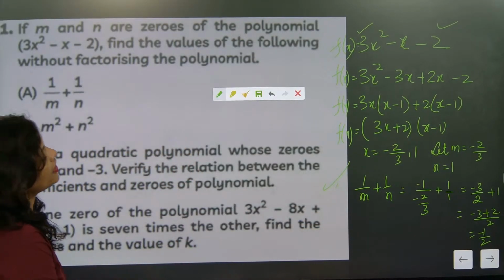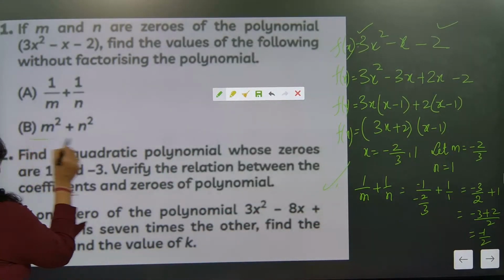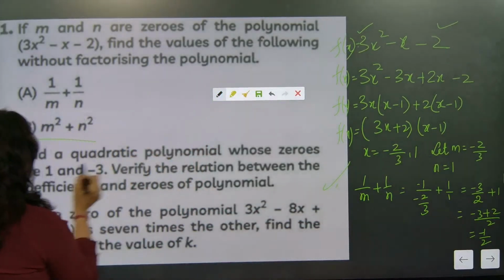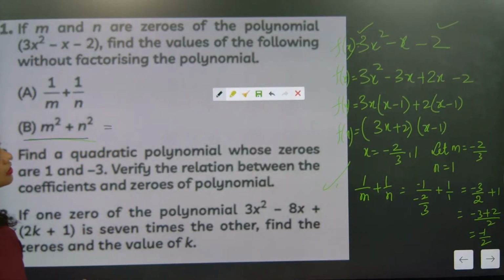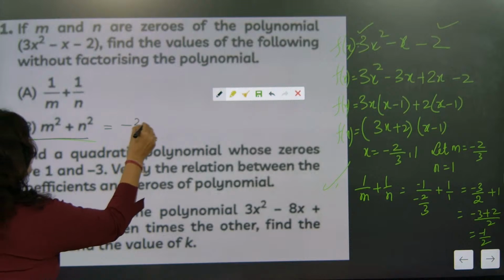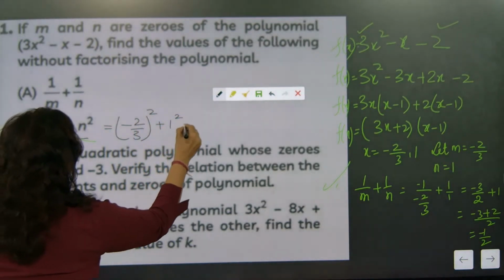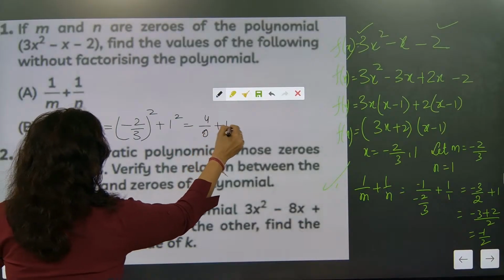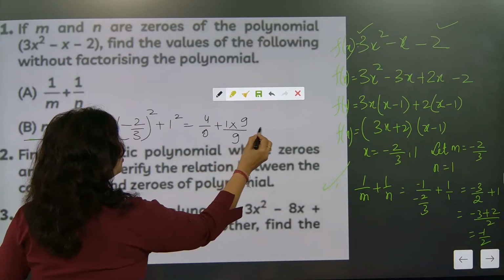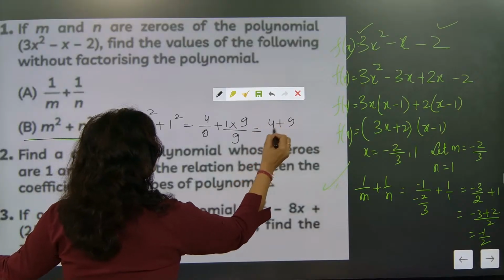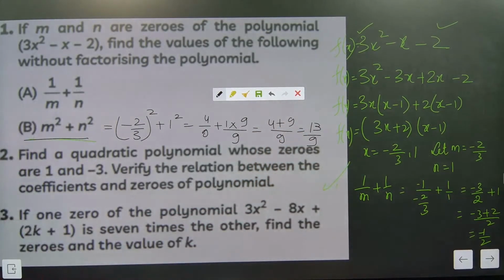So the value of 1 by m plus 1 by n is coming as minus 1 by 2. Now beta, directly they are telling here to find the sum of squares. So once we have the m and n values, shall we do it? What is the m value, beta? Minus 2 by 3. We have taken m as minus 2 by 3. The n value is 1, so 1 square. It will become 4 by 9 plus 1. Those who are having problems in LCM, up also 9, down also 9. So 4 plus 9 by 9. How much is it coming? 13 by 9. So we got these two values.